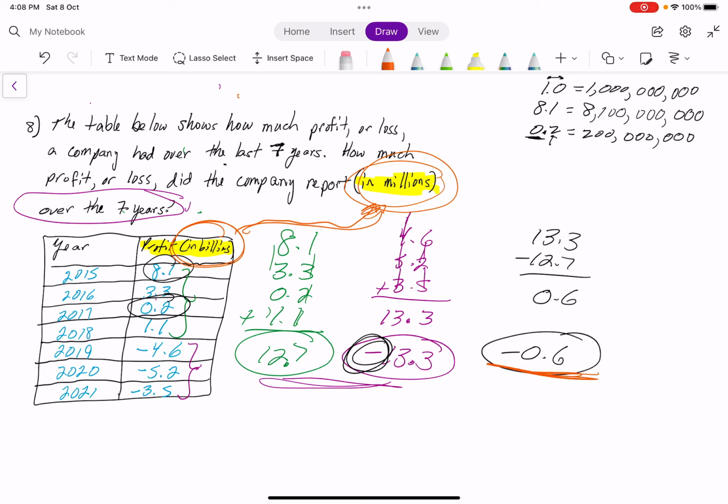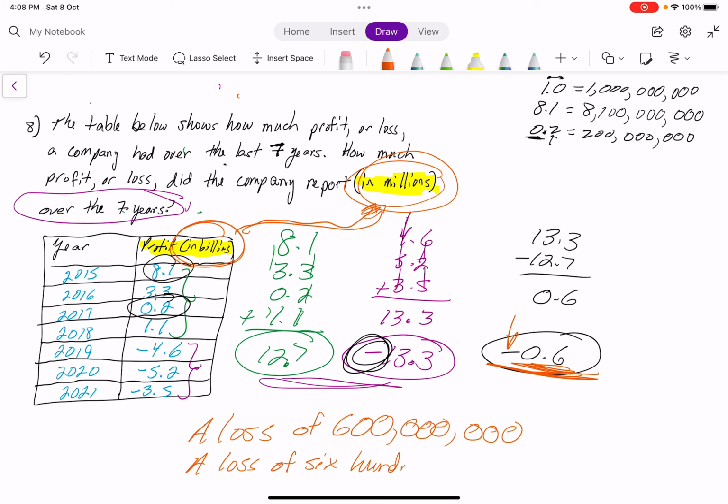So the way I can write this out, since it's negative, I know it's a loss. And then 0.6, there's no billion, so it's a loss of, well, that represents $600 million. So you can either write it out as a number, or if you wanted to, you could say a loss of $600 million. You could write it out in words as well.